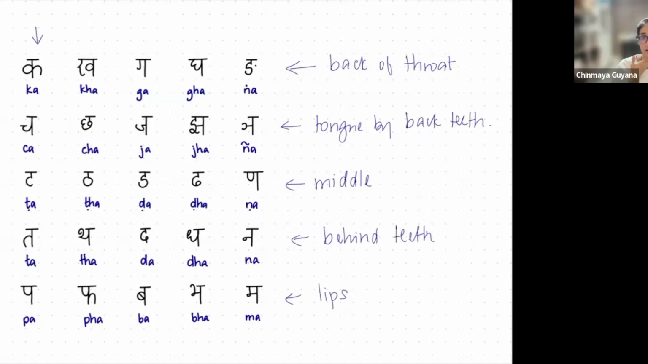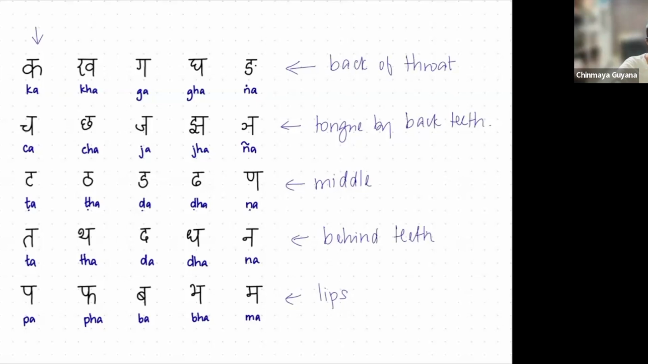Ka, ga. Ka, ga. You feel a difference? One of them is using the voice box, and one of them is not using the voice box. Ka, ga. Ka, ga. You feel a difference? So one is voiced and one is unvoiced.